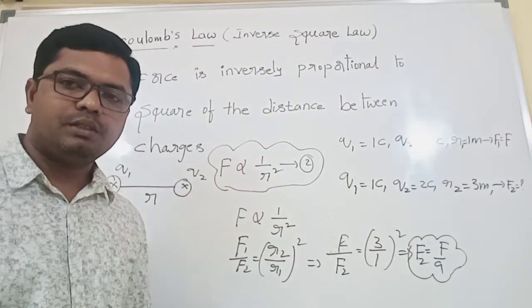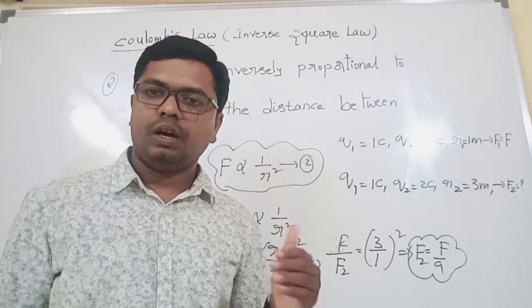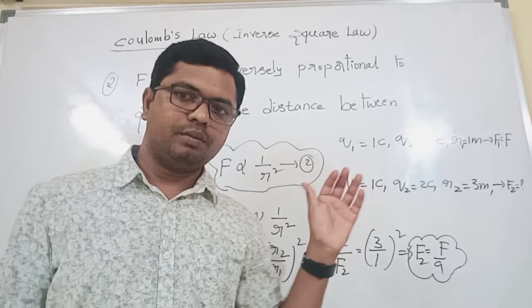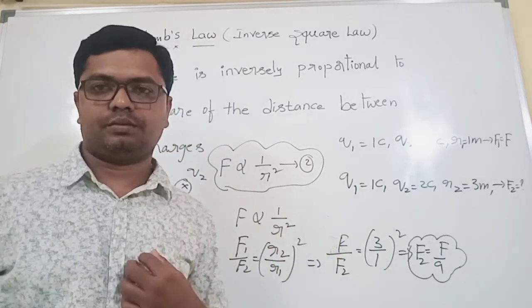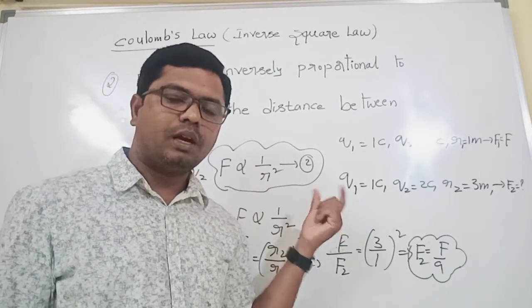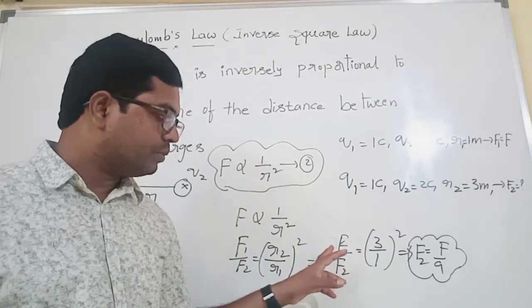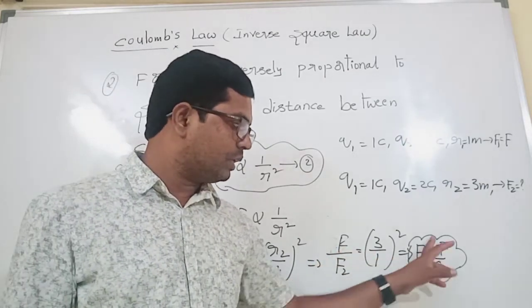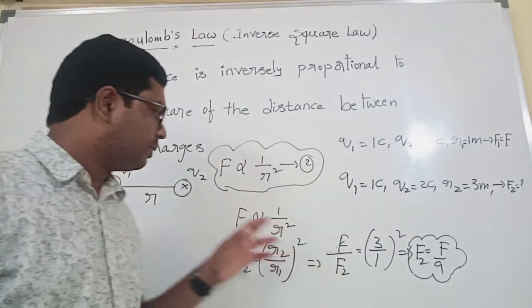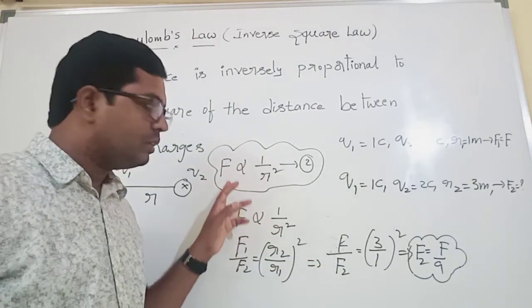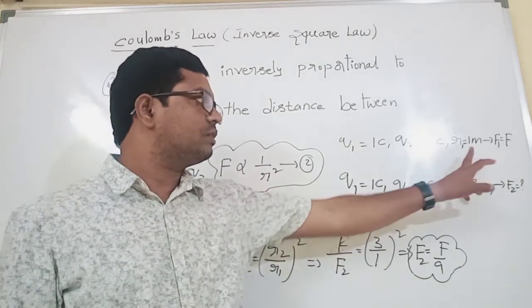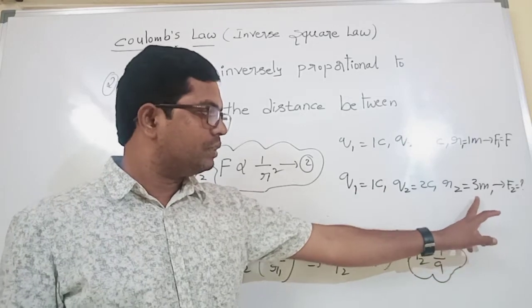If I am changing the magnitude of the charges, automatically if the product also increases, then the force between them also increases. If I am increasing the distance between the two charges, automatically first force is F, while the second force is F by 9. That means it is going to be reducing. That is nothing but inverse proportionality. This is inversely proportional to R square. So first distance is 1 meter, second one distance is 3 meter.